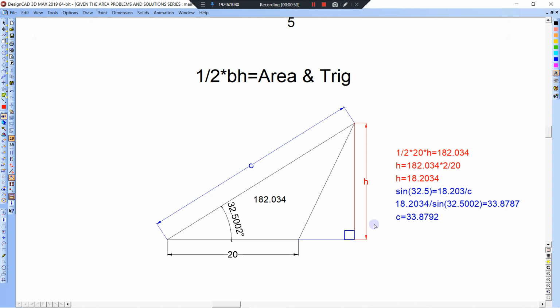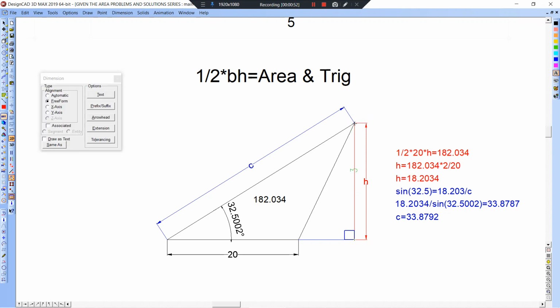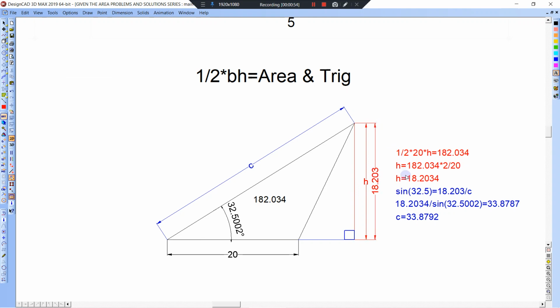We get H is equal to 18.2034, and now we have an angle and its opposite side, so we can solve for this. We have two pieces of that right triangle, and so the sine of 32.5002 is H over C, or 18.203 over C. So we have sine of 32.5 is equal to 18.203 divided by C. So in this case, now we're going to solve for C.